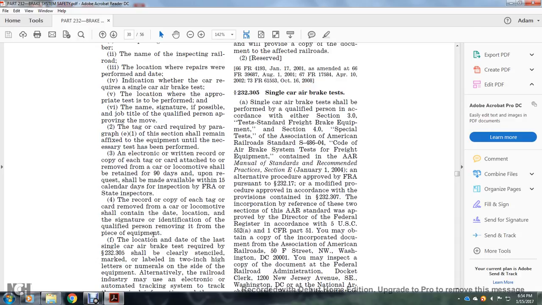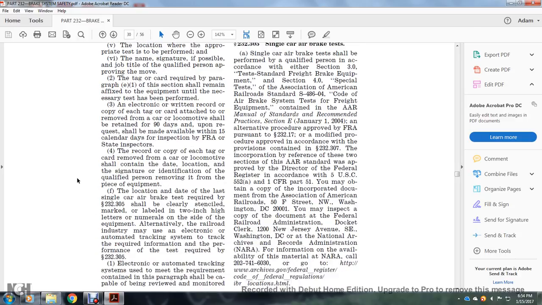or the state inspector. The record or copy of each tag removed from the car or locomotive should contain the date, location, signature, and identification of the qualified person removing it from the piece of equipment. After the location and the date of the last single car air brake test required by Section 232.305 shall be clearly stenciled, marked, and labeled in 2-inch high letters and numerals on the side of each piece of equipment.